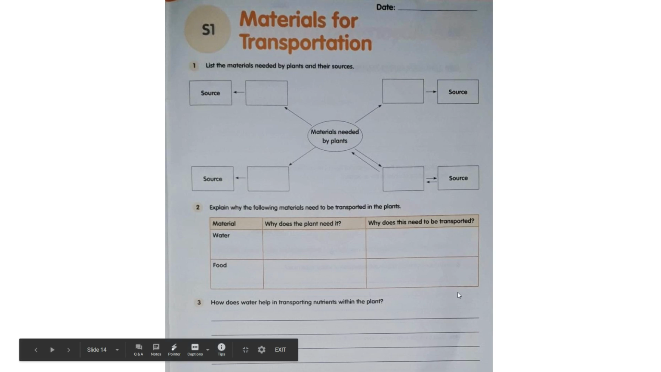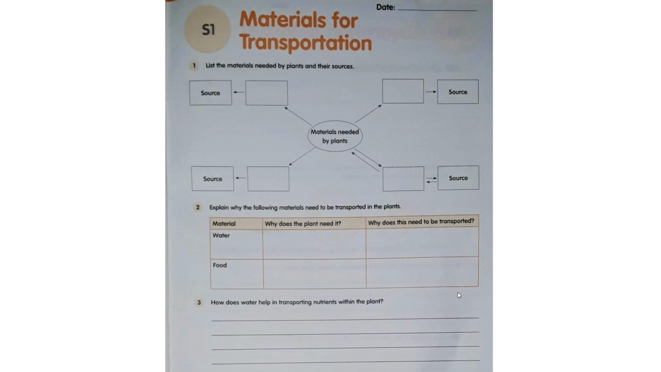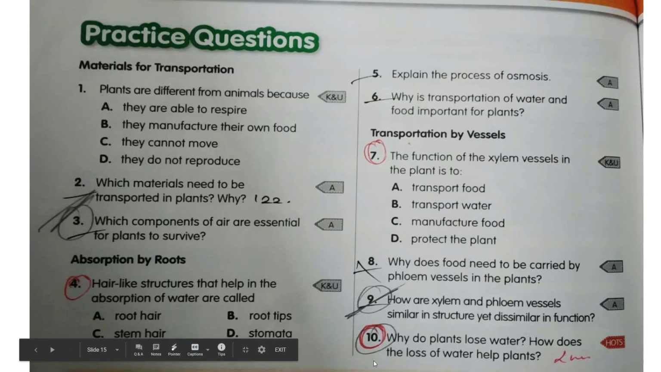How does water help in transporting nutrients within the plant? Very good question. You know how water carries all the nutrients and materials. The different nutrients and materials mix with water, and water gets transported to different parts of the plant body, and thus it circulates the nutrients and different materials within the plant body, right? Because water moves from root to leaves, to each and every part of the plant. So this is how you can explain it.